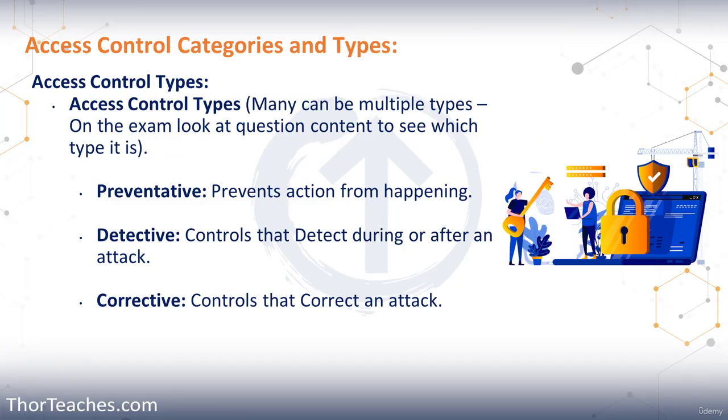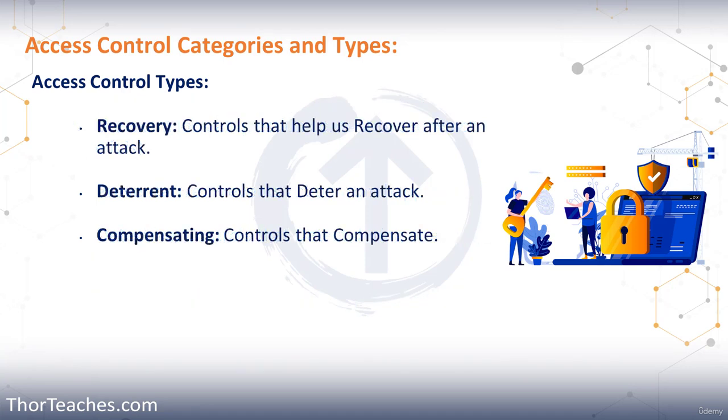Then we talked about the different access control types. Preventative, it stops something from happening. It prevents it. Detective, it detects an attack either during or after. Corrective, it corrects an attack. Recovery helps us recover after an attack. Deterrent, it deters an attack. That was the small offenses, right? It doesn't necessarily prevent anything, but it can make it less likely for something to happen.